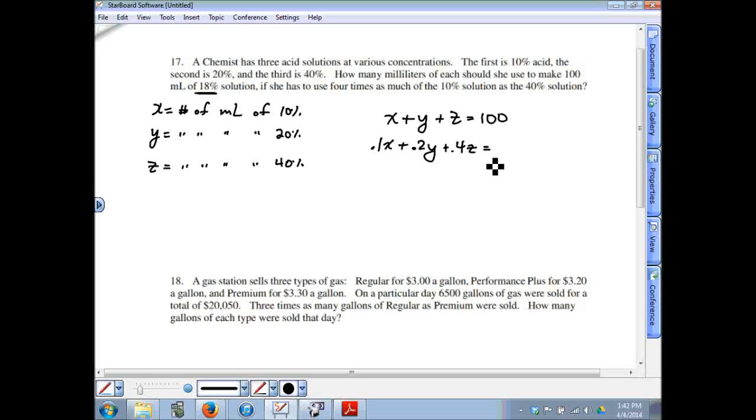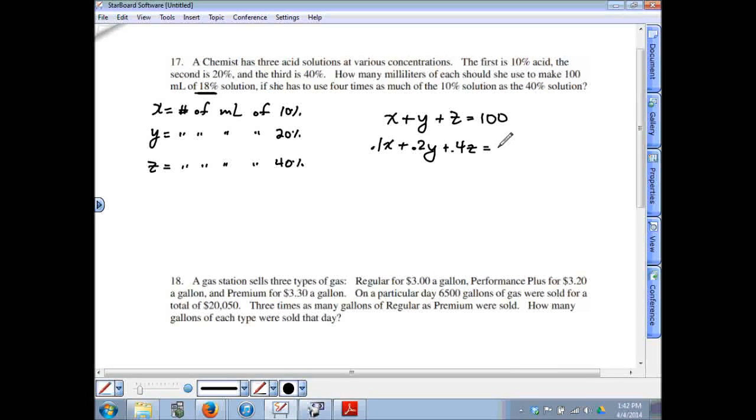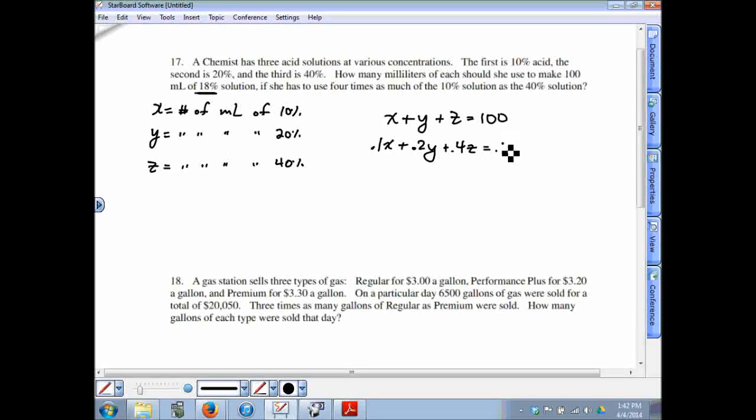And here's where students make a very common but very costly mistake. A lot of students would want to just put a 0.18 right here, and that's incorrect, because if you look at how we've described this, it's a concentration multiplied by an amount. It's 10% of the number of milliliters x. Over here it's 20% of the number of milliliters y. So right now all we have is a concentration. It's 18%. But 18% of what? It's 18% of the 100 milliliters.